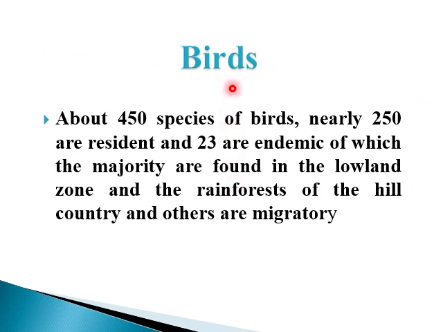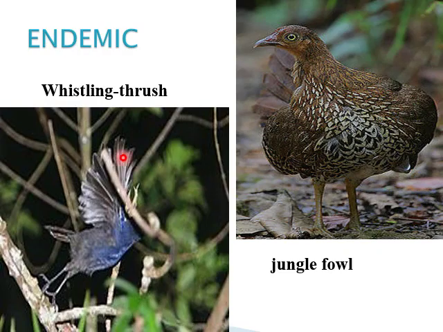If we talk about the different birds present in the Sinhalese subregion, there are about 450 different species of birds, of which about 250 species are resident to the subregion, and 23 of them are endemic, the majority of which are found in lowland zones. The rainforests of the hill country and others are home to migratory birds. Here you can see the endemic birds, in which you can see the whistling thrush, jungle fowl.